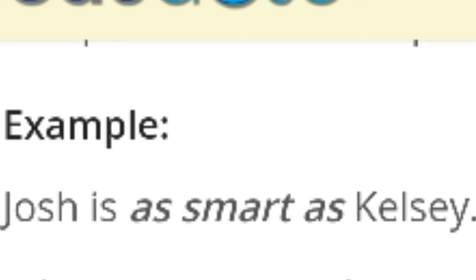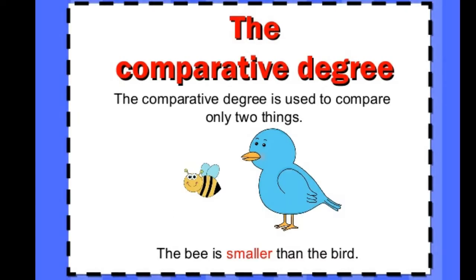Let's move on to the second degree, that is the comparative degree. It is used to compare only two things. For example, the bee is smaller than the bird. Most comparatives use the ending er, like smarter, smaller, faster and smoother, but some require you to use more, followed by an adjective or adverb, such as more attractive.